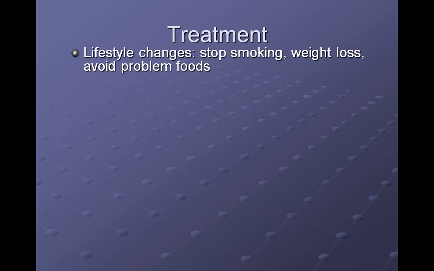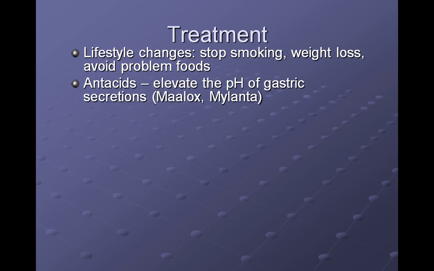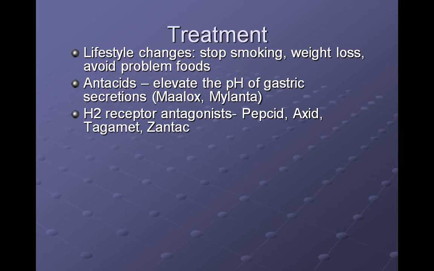Treatment: they need to change their lifestyles. Stop smoking if they smoke, lose weight if overweight, and avoid problematic foods. Antacids will be used to elevate the pH of gastric secretions. Medications commonly used include Maalox and Mylanta.